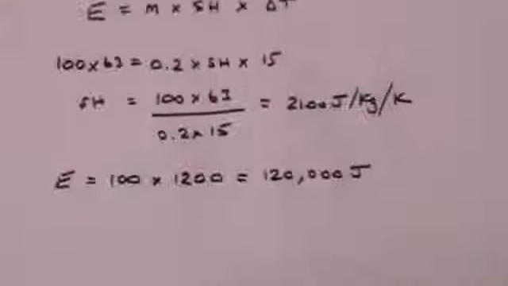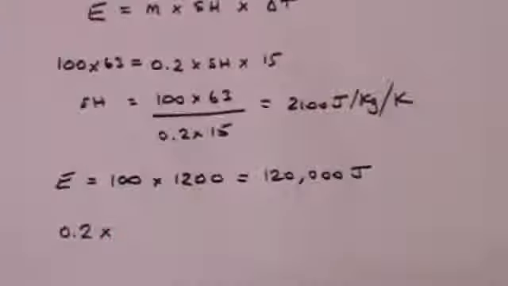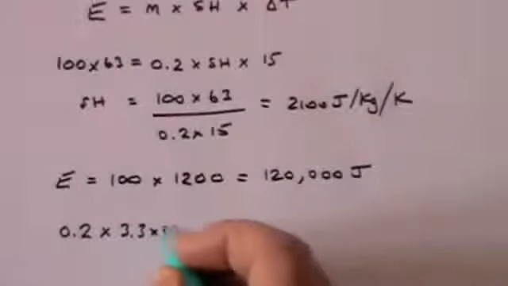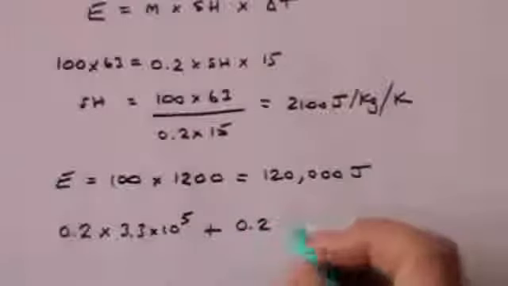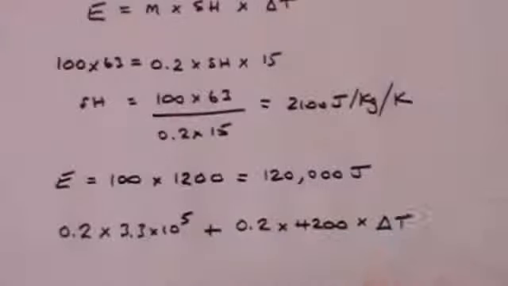Firstly, it's got to melt the ice, which is at 0 degrees, and then it's got to raise the now water through a temperature delta T. So firstly, to melt the ice, we need the mass, which is 0.2, times the specific heat of fusion, which was 3.3 times 10 to the 5th, and that will simply take ice at 0 degrees and convert it to water at 0 degrees. And then to raise the temperature still further, we need mass, 0.2, times the specific heat, which we were given as 4,200, times the change in temperature, which we don't know.